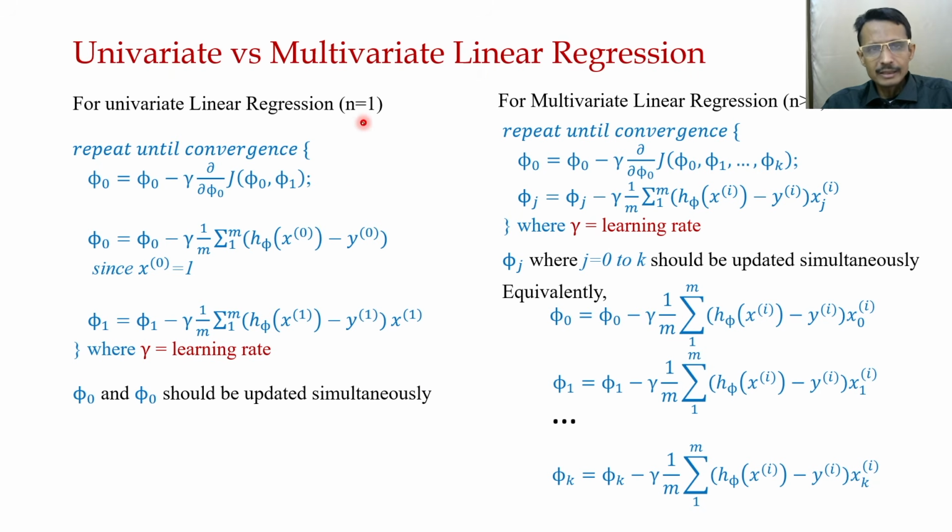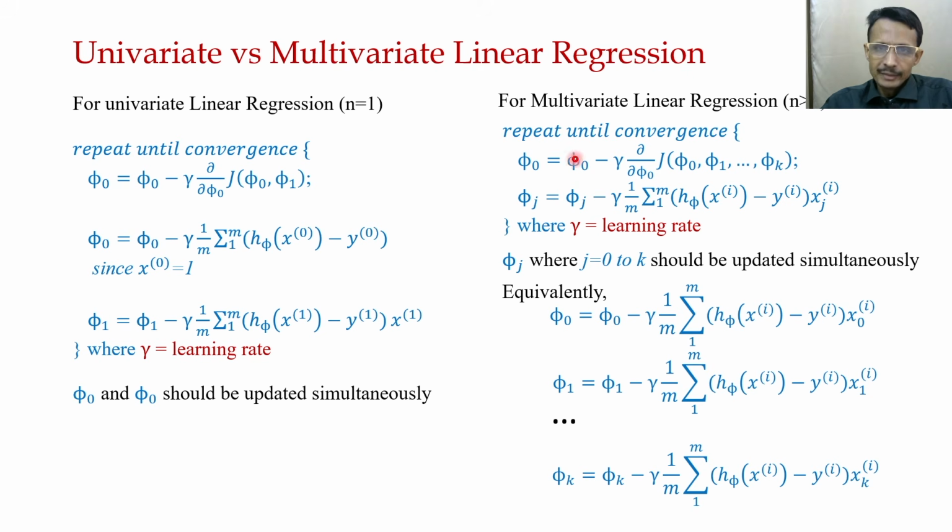Now here we understand, we repeat again, in our univariate case, phi 0 is equal to phi 0 minus gamma into this. This is basically the differential of this cost function. If you take the difference, this is your differential, and for phi 1, the differential is x1. This is because x0 is 1, so it will be written as 1. But this gamma is the learning rate.